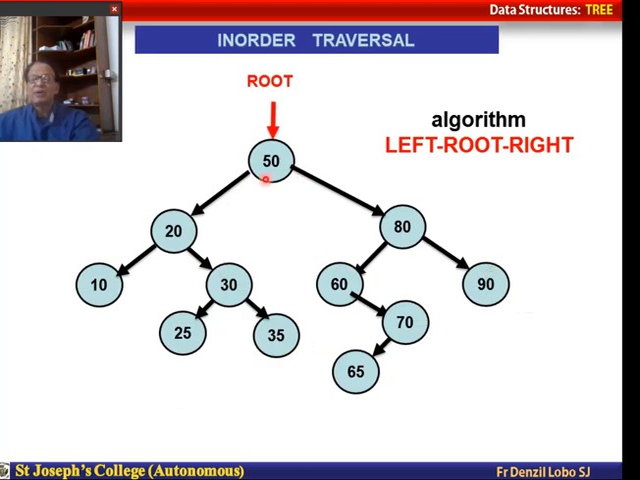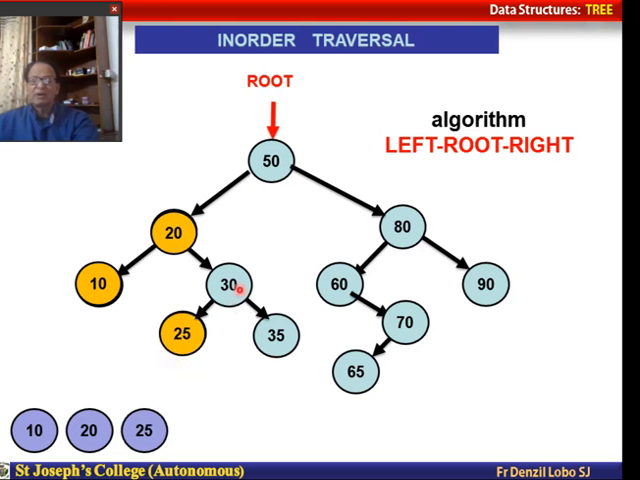We'll take one more example. So we have a bigger tree now. So left, root, right. Leftmost is 10. I print it. Then I come to root. I print it. I come to the right subtree. Leftmost is 25. I print it. I go to root. I print it. And then I go to the right subtree. There is only one number there, 35. Then I print 50, the root. I finish the left subtree of this root.